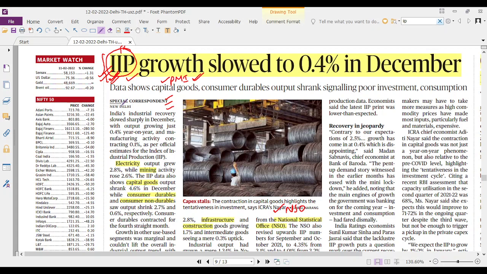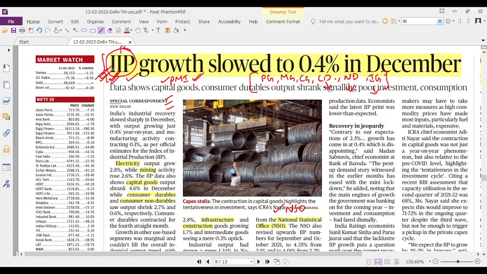So what are the components of IIP? Various components are looked into. Those are primary goods, manufactured goods, capital goods, consumer durables. Consumer non-durables are those products which are perishable in nature, like the FMCG goods, all the food items, etc. Consumer durables are the general white goods, the fridge, TV, AC, and there are intermediate goods, the goods which are used in the production of other goods. So all this makes up the Index of Industrial Production.